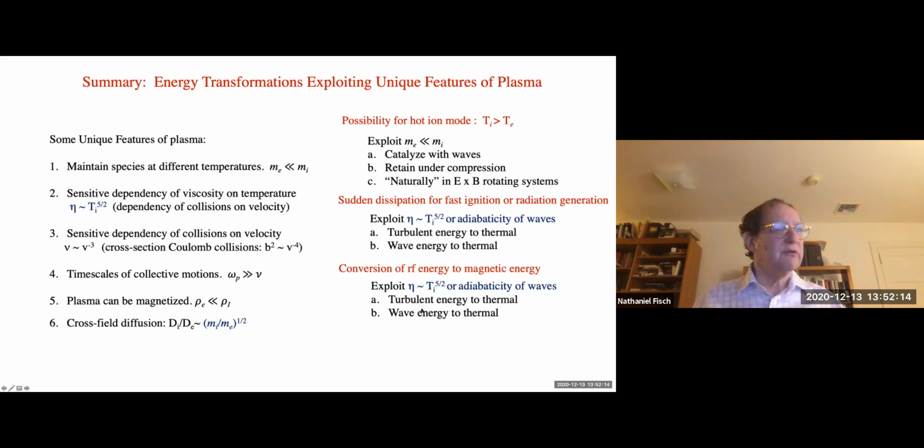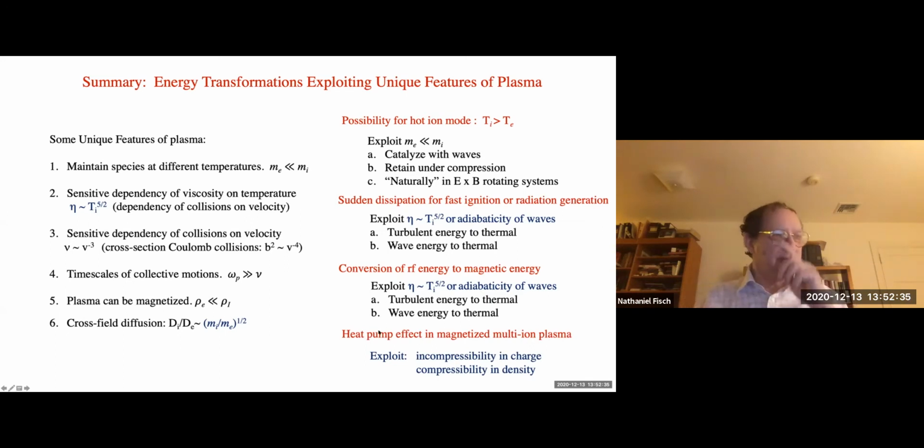I forgot to change this over here, but I'm exploiting the fact that the Coulomb cross-section is much smaller. It goes as 1/v cubed.